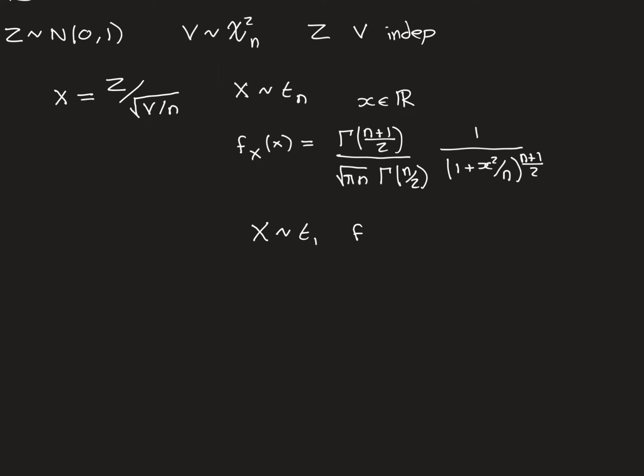Then this massively simplifies, so the PDF is now going to be, let's plug in 1 for n, so we get (1 plus 1) over 2, which is 2 over 2, so that's gamma of 1, which is 0 factorial, which is just 1, so that's very simple. Then here we will get the square root of pi times 1, so that's just the square root of pi.